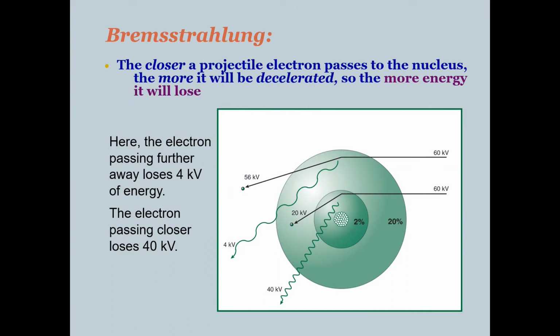With Brems, the closer a projectile electron passes to the nucleus, the more it is decelerated, as in the more kinetic energy it will lose. So in this case, there's one electron passing furthest away from the nucleus and one passing closer to the nucleus. With the electron passing furthest from the nucleus, it has the least interaction with the nucleus.